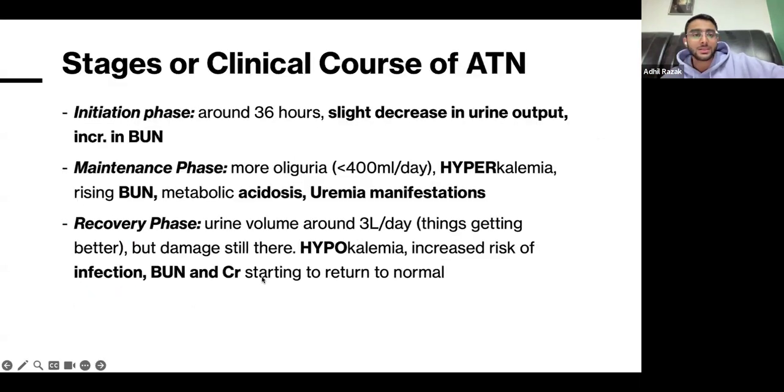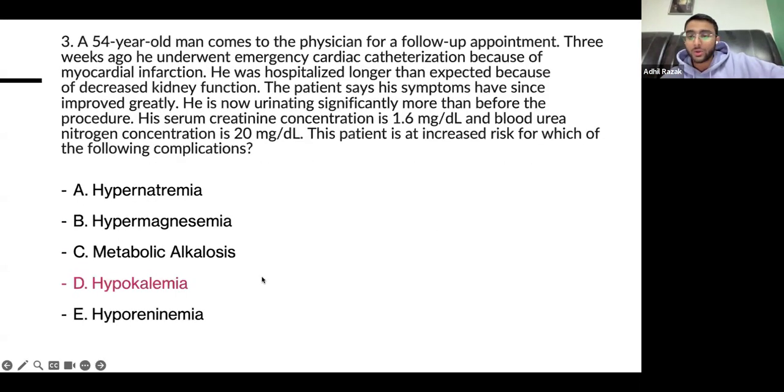Exactly. This patient is in the recovery phase. And how do we know that he's in the recovery phase? Because he's improving. He's urinating significantly more, his creatinine concentration is normalizing, and his BUN concentration is also getting closer to normal. So he is at risk for hypokalemia.